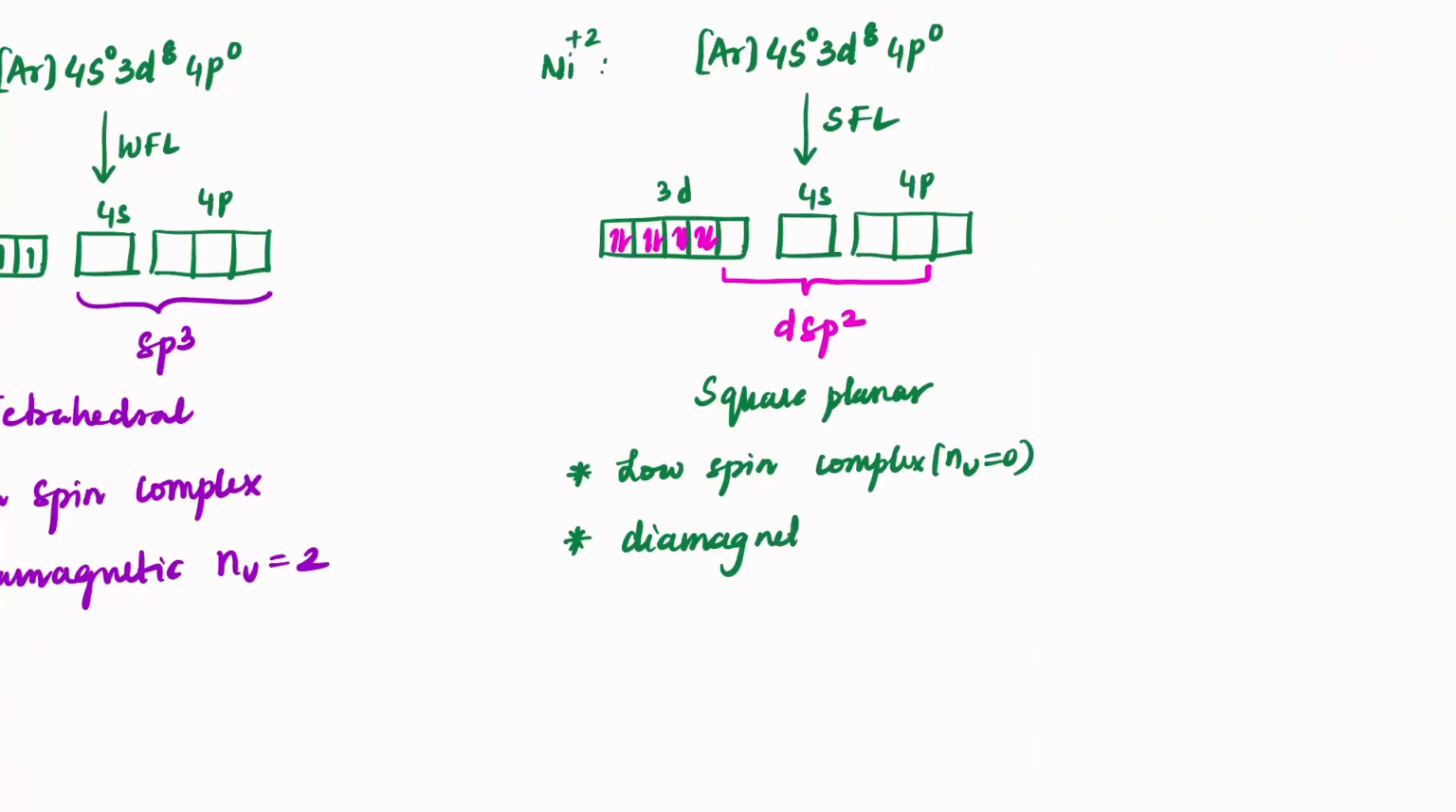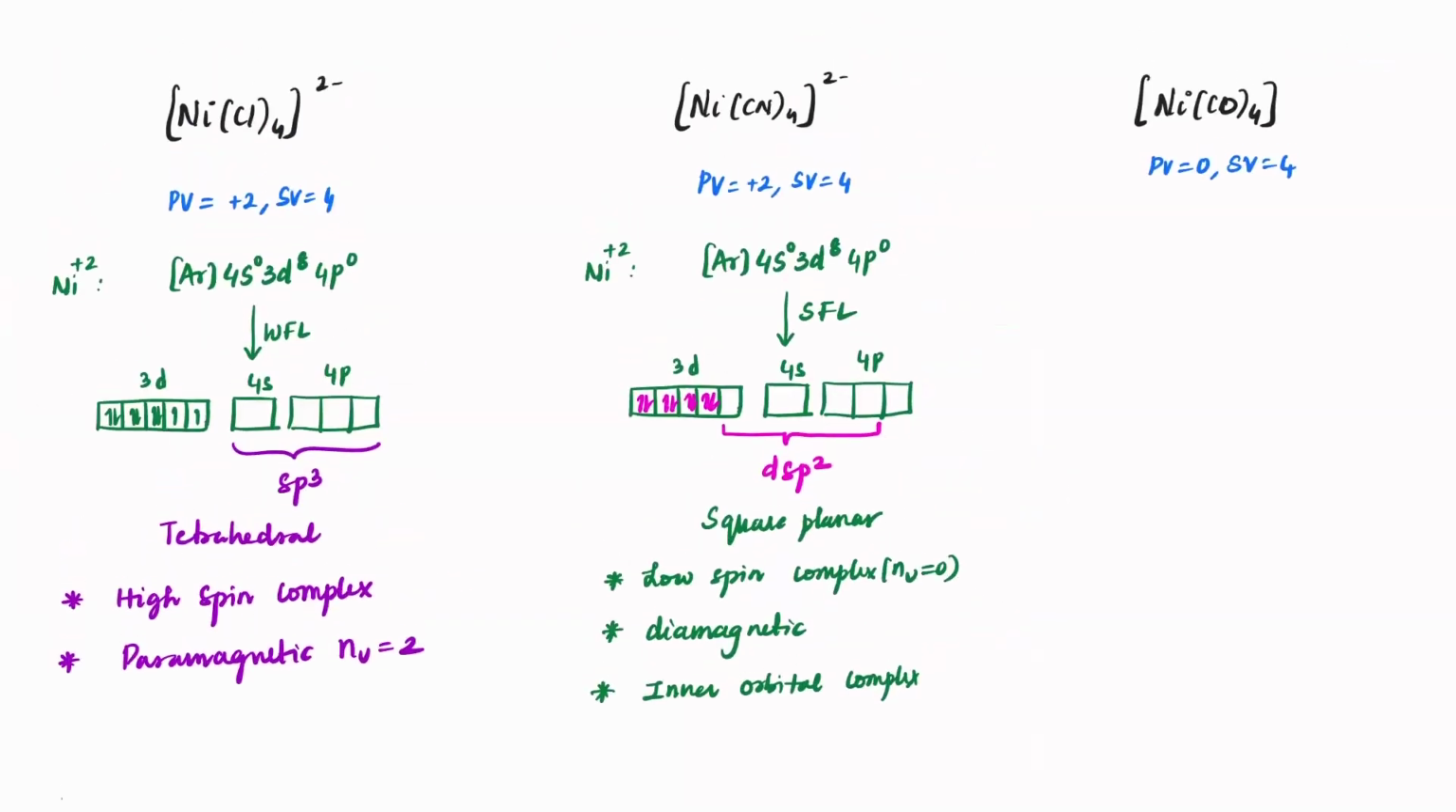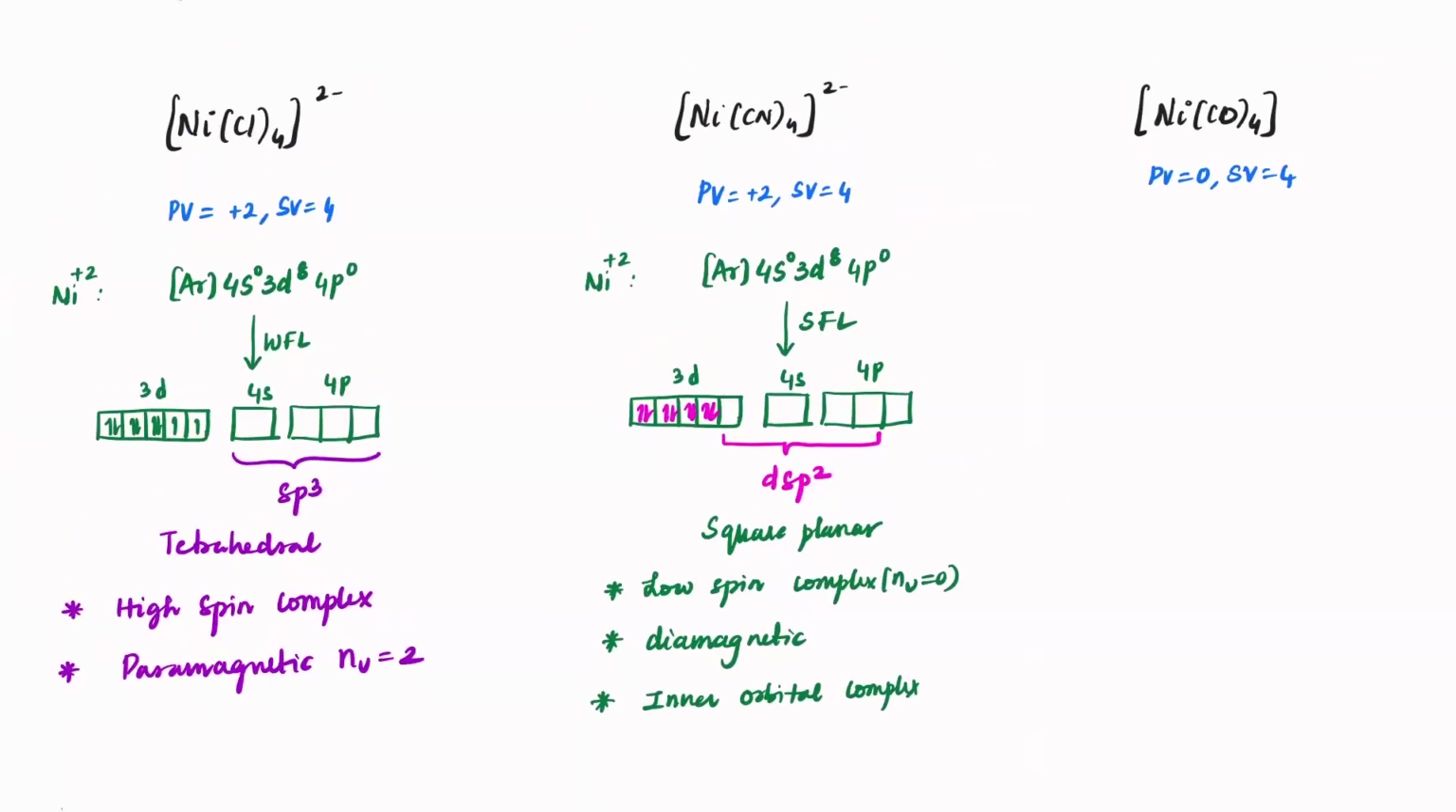This is diamagnetic. It has used an inner d orbital. That's why it is also called an inner orbital complex. Got it? I hope this part is clear, everybody. Please do check quickly about these two cases.